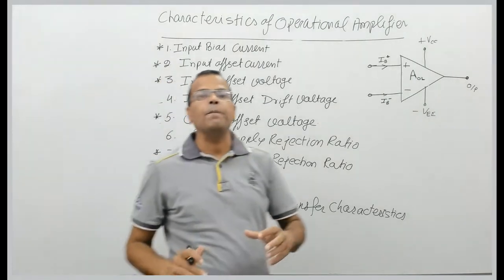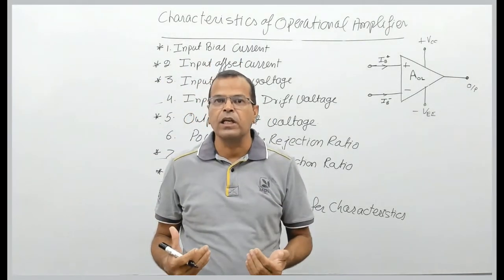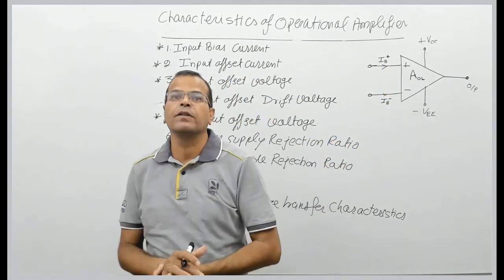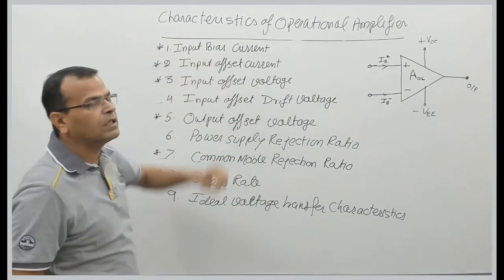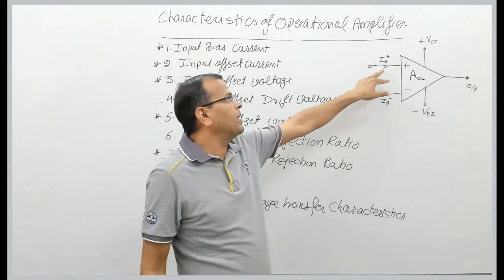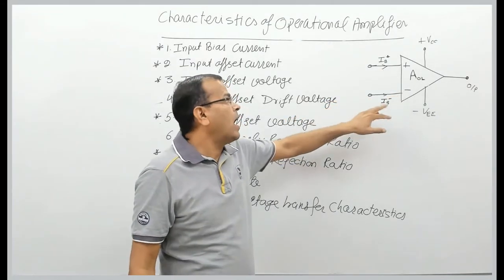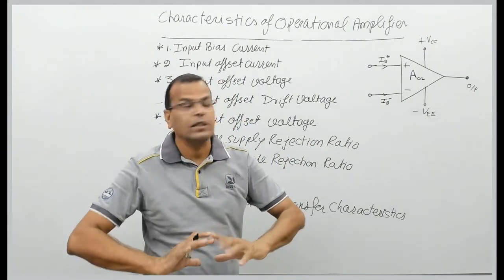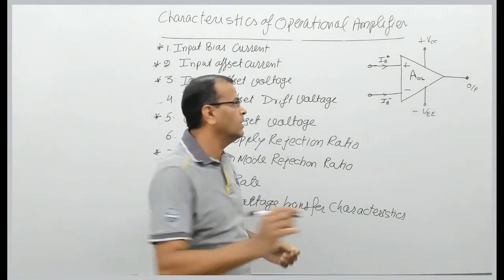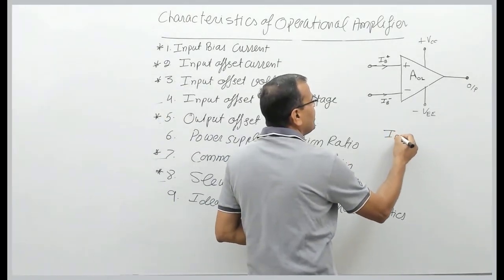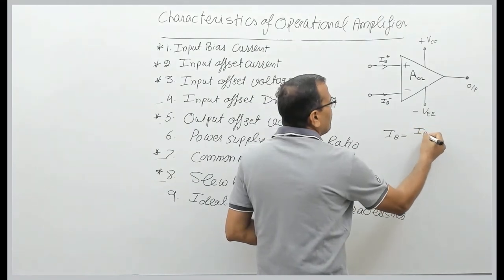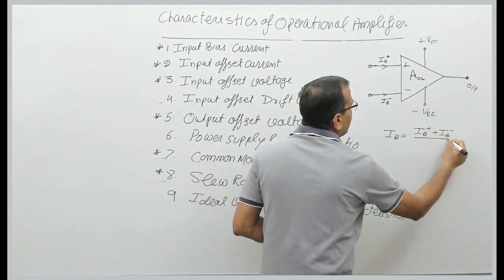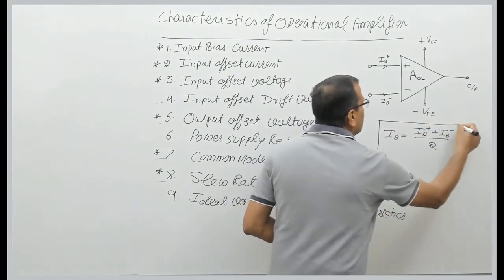Because of the mismatching of the characteristics, there may be different current entering into this terminal and this terminal. These are the biasing currents. So the input bias current can be different for non-inverting terminal and different for inverting terminal. But as far as single definition of input bias is concerned, we take input bias current IB, which is the average of biasing current entering at non-inverting terminal and biasing current entering into inverting terminal.